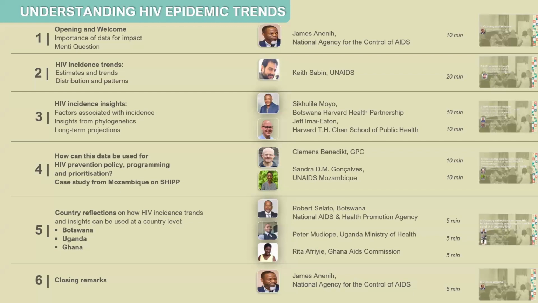Like I said earlier, this webinar will give us the opportunity to explore HIV incidence data trends and insights, and what this means for prevention programming and country priority prevention programs. This becomes even more important as we approach epidemic control in so many countries across the world, and as countries begin to own their epidemic and their response.